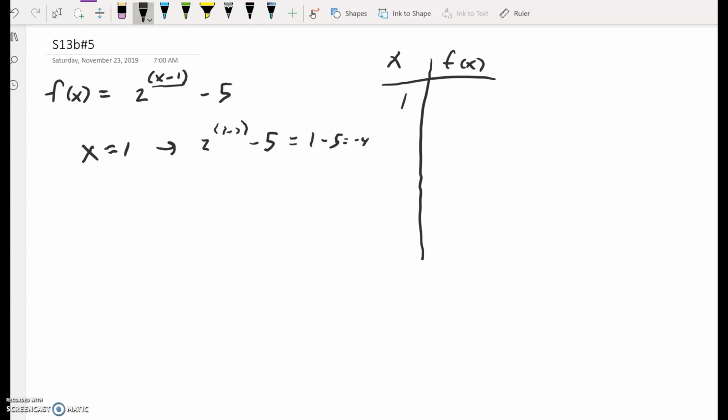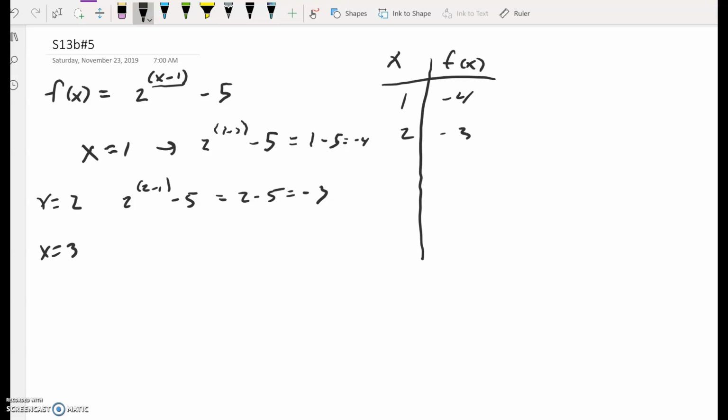And so we have 1 produces an output of negative 4. So what about x equals 2? What do we have then? Well, we have 2 to the 2 minus 1 minus 5, and that equals 2 minus 5, which is negative 3. And nothing about these seem like it's too hard to graph, so let's just move on our merry way.